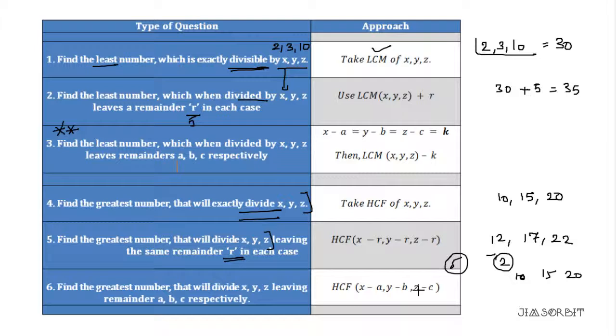Question 6, last type. Find the greatest number that will divide x, y, z, leaving the remainder a, b, c respectively.